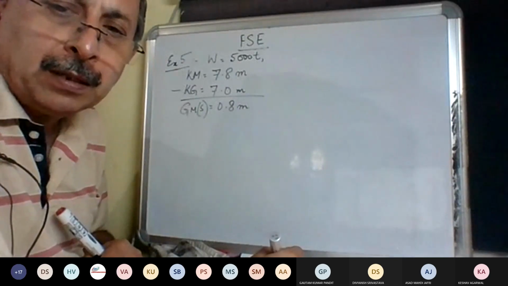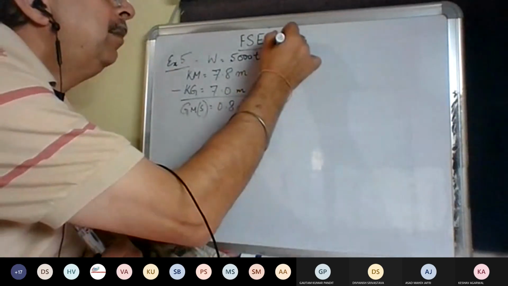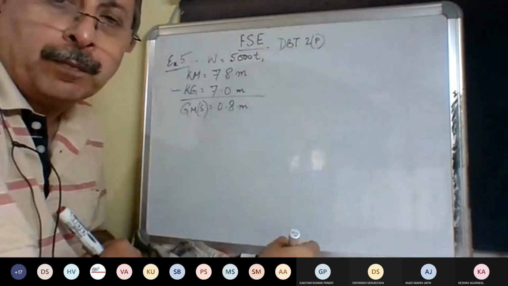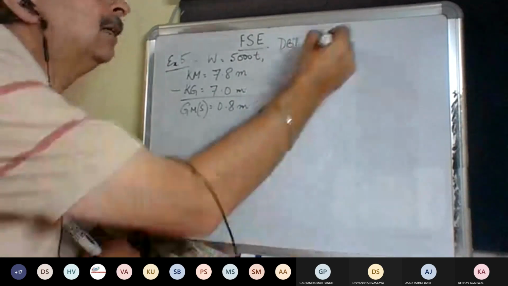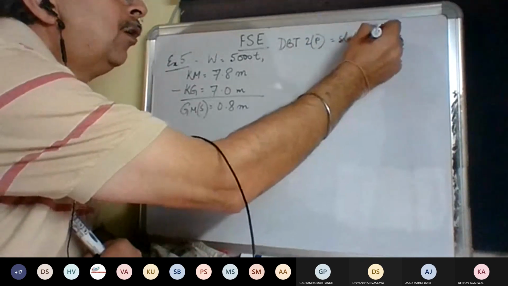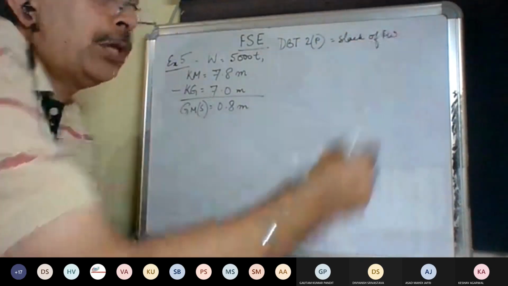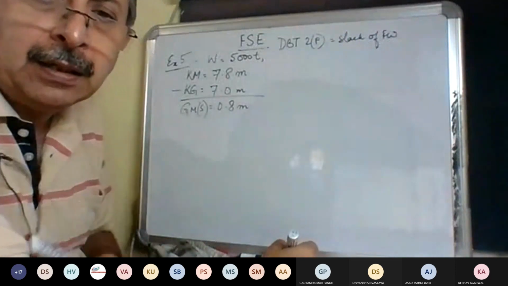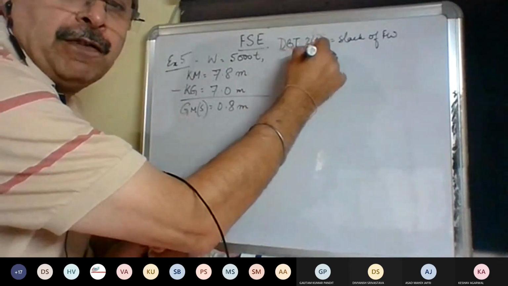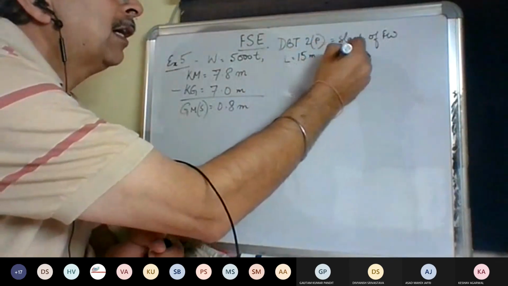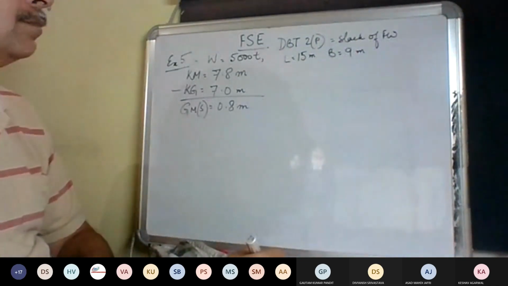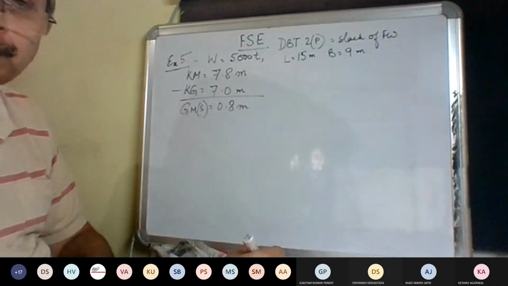Number 2 port DBT is partly full, slack of fresh water. So it's a freshwater tank and it's got slack. Dimensions: length of the tank is 15 meters, breadth of the tank is 9 meters. Find the GM fluid. So work it out.